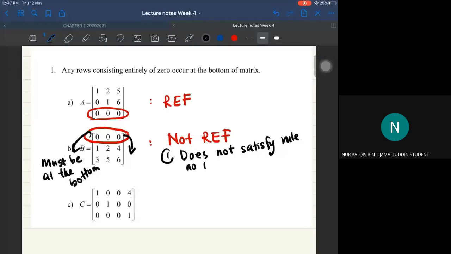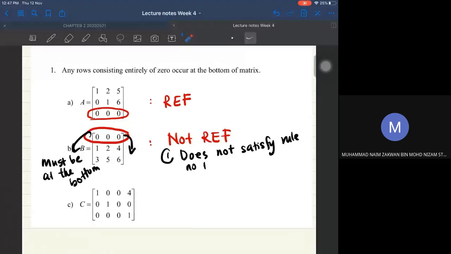Okay, C. Adakah dia REF? Yes, dia adalah REF. Okay, nanti ada yang tanya tapi dia tak ada kosong. Ya memang dia tak ada kosong. Syarat nombor 1 ni dia kata kalau ada row yang ada 0, row tu mesti berada di bawah. Kalau ada any rows yang ada 0, so row tu mesti berada di bawah.